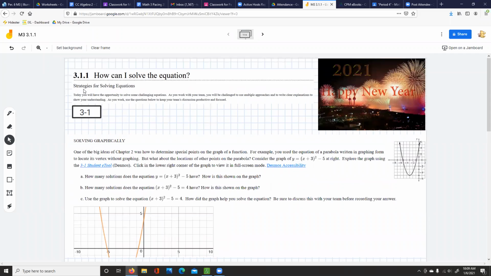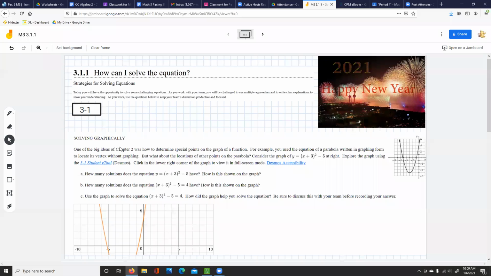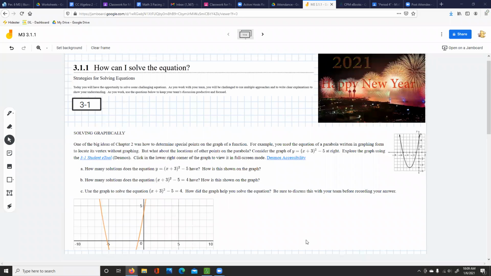3.1.1 is where we're at, right? Strategies for solving equations. We're going to do the first 6 problems together. So there is a Desmos tool. You want to have your books open to your CPM ebooks to chapter 3.